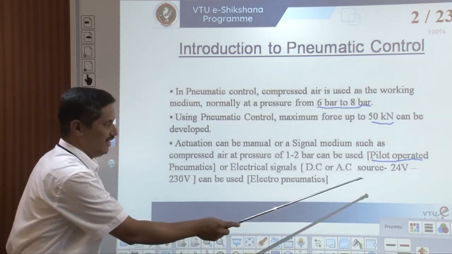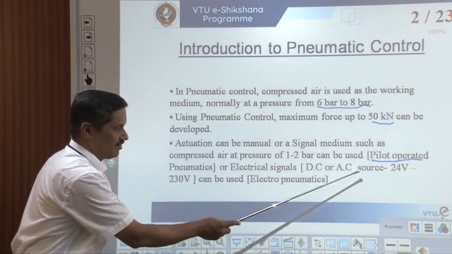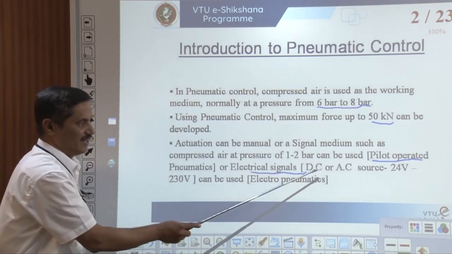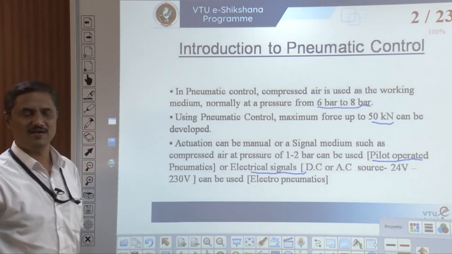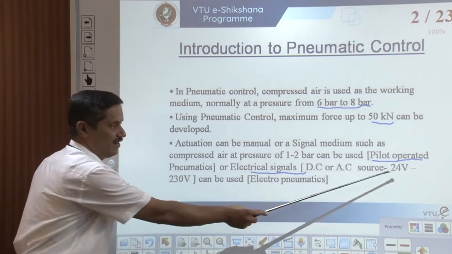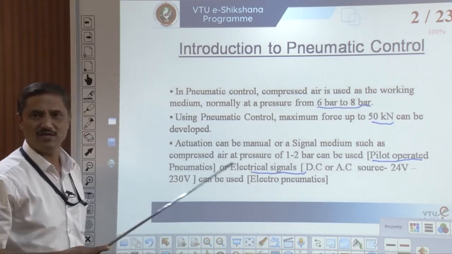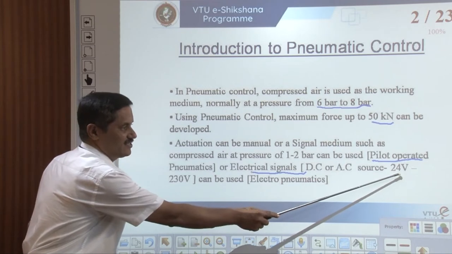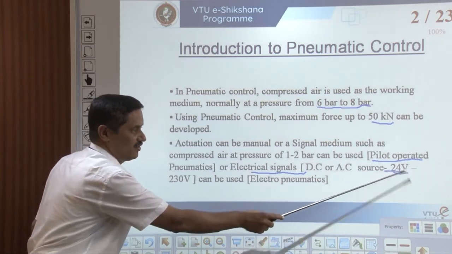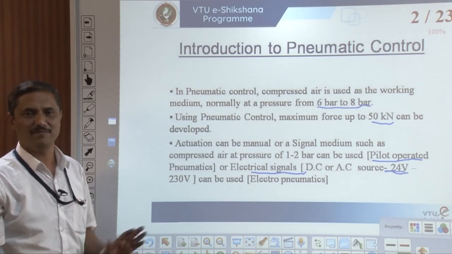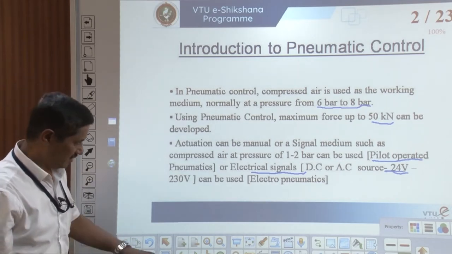Normally the electrical signals that we use in pneumatics are DC or AC, from 24 volts to 230 volts. Normally 24, 110 and 230 are being used. Today, taking safety into consideration, we mostly use 24 volt DC as the major source in many places.